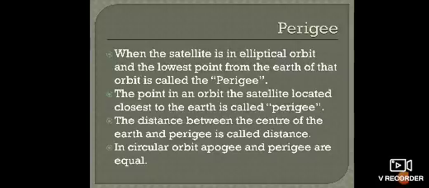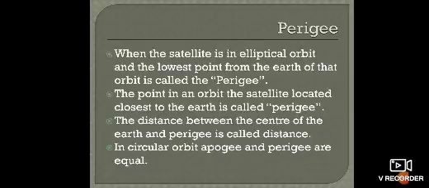And what is a perigee? When the satellite is in an elliptical orbit, the lowest point from the earth of that orbit is called perigee, the point where the satellite is located closest to the earth. The distance between the center of the earth and perigee is called perigee distance.